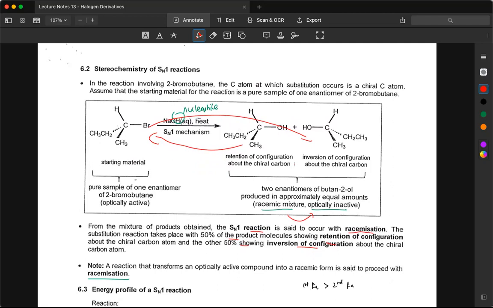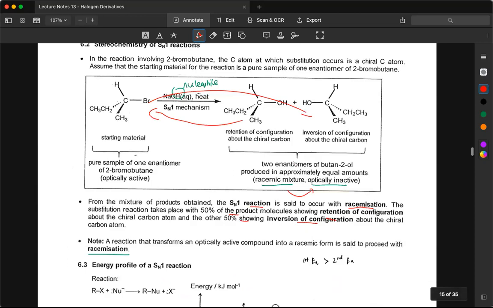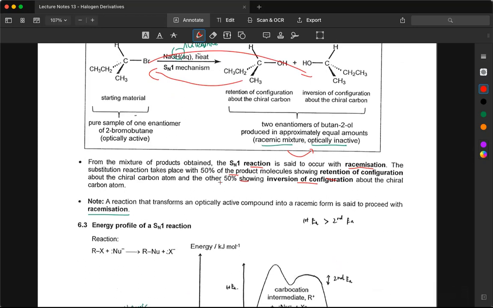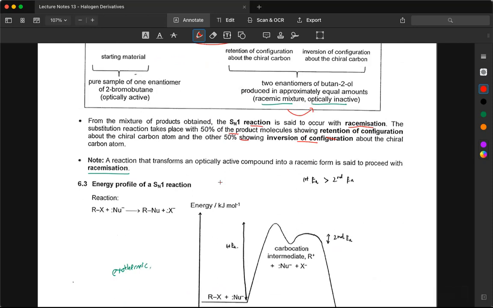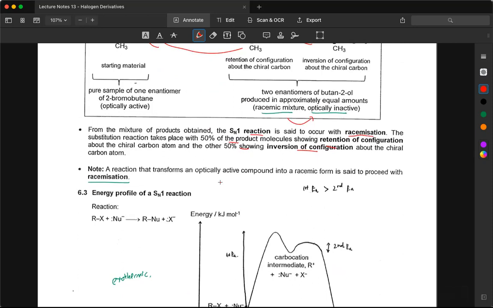One has the configuration inverted, the other retained. From the mixture of products obtained, the SN1 reaction is said to occur with racemization. The substitution reaction takes place with 50% of the product molecules showing retention of configuration about the chiral carbon atom, while the other 50% show inversion of the configuration. And the reaction that transforms an optically active compound to a racemic mixture is said to be racemization.